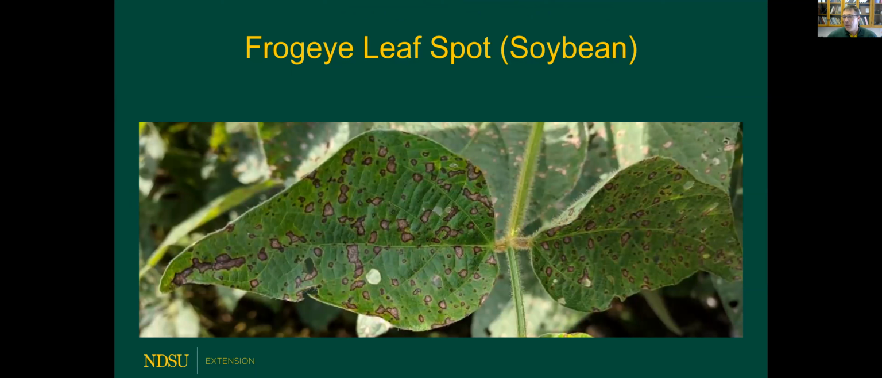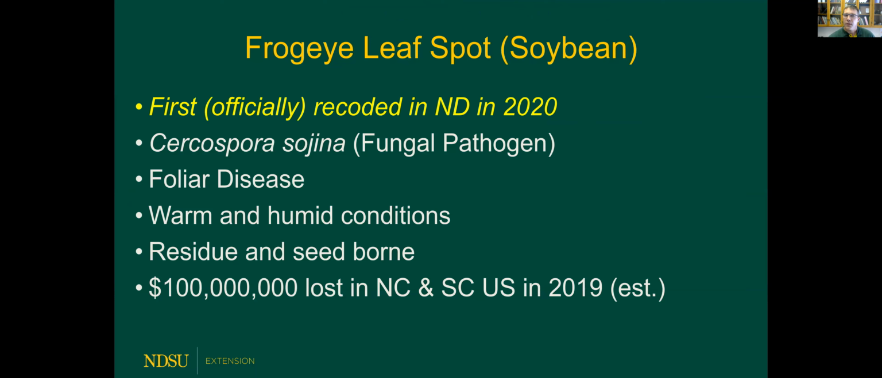Okay, frog-eye leaf spot is definitely new, and we should talk about it. I'm not particularly concerned in your region, but I think it's important to be aware of what this thing is and what it looks like. So it was first officially recorded in North Dakota in 2020, and we saw it again in 2021, which is pretty surprising given how dry we are.